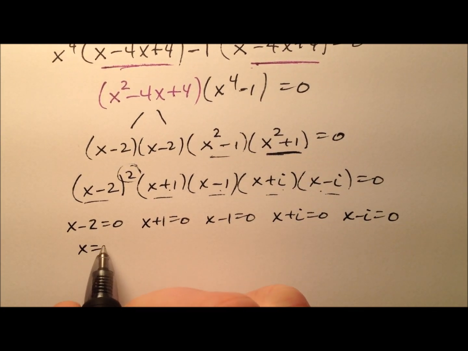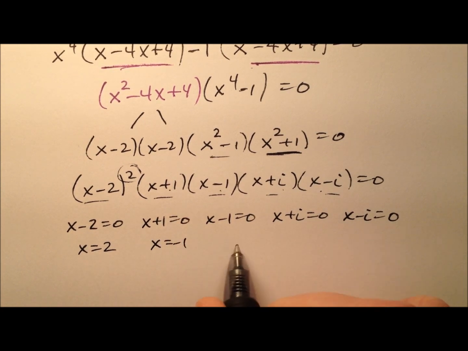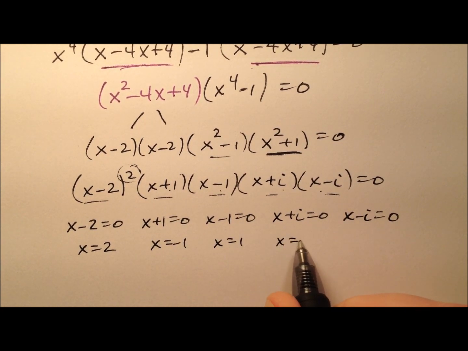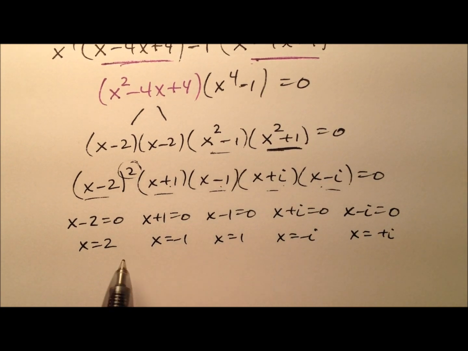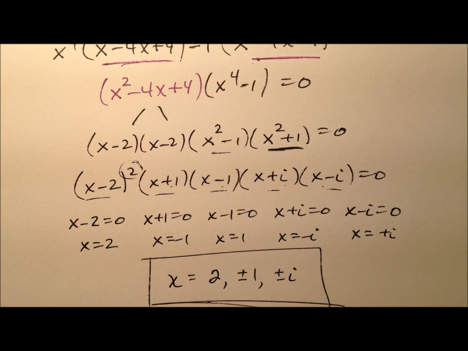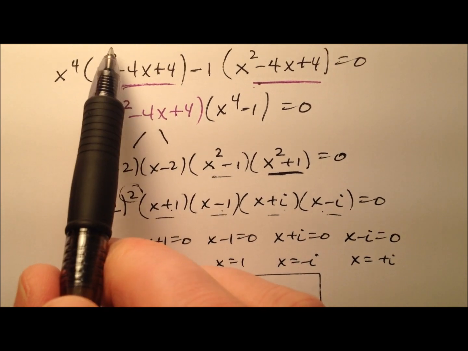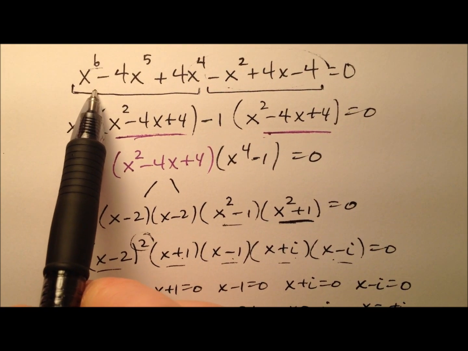And to finish up, then, I have x equals 2, x equals negative 1, x equals positive 1, x equals negative i, and x equals positive i. So to write them all together then, I have x equals 2, plus or minus 1, plus or minus i. And so I have solved now this initial polynomial equation.